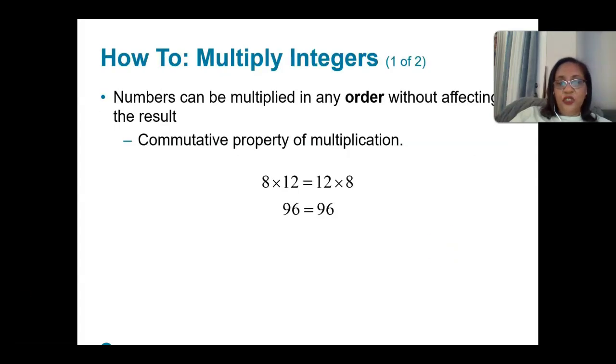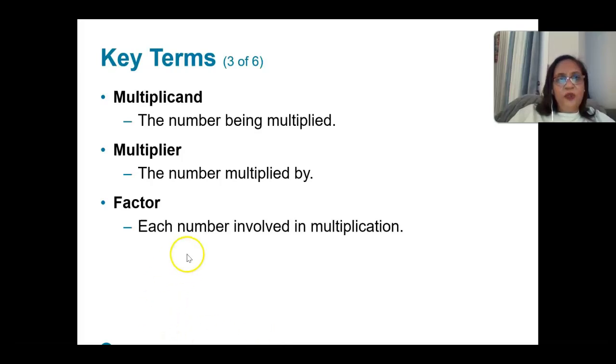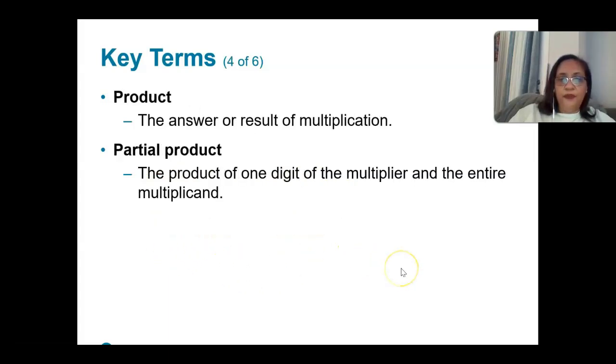Now, multiplying integers, just the same way as you learned how to multiply a long time ago, that's what you do. And it is commutative. That just means that if I write them in a different order, they're still going to give me the same result. Now, these key terms: multiplicand, the number being multiplied; the multiplier, the number multiplied by; and each number involved in multiplication. The product is also multiplication; partial product, one digit of the multiplier and the entire multiplicand.